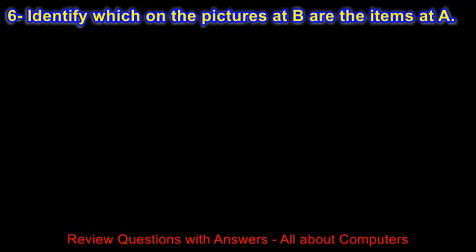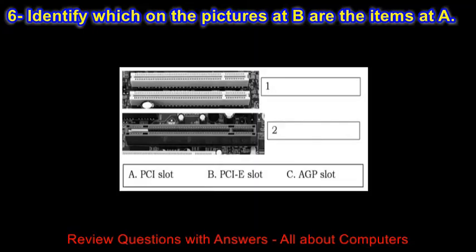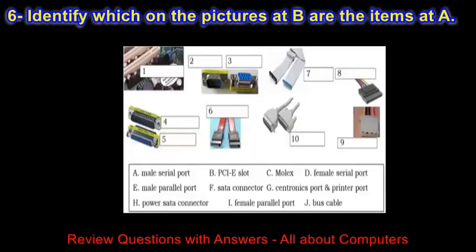Okay, we have also here 2 slots. The first one is the PCI slot, and the second one is the AGP slot. Okay, another picture we have here. Number 1, that would be a PCIe slot. Number 2 is serial port, but what kind of serial port? Male serial port. And number 3 is the female serial port.